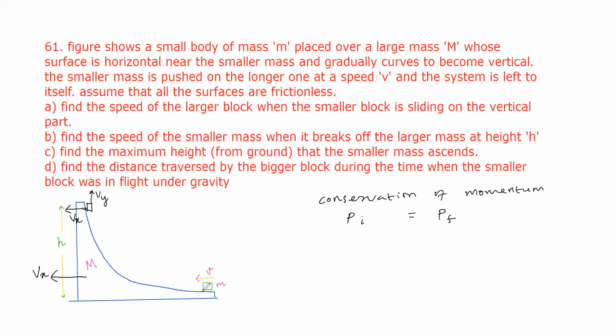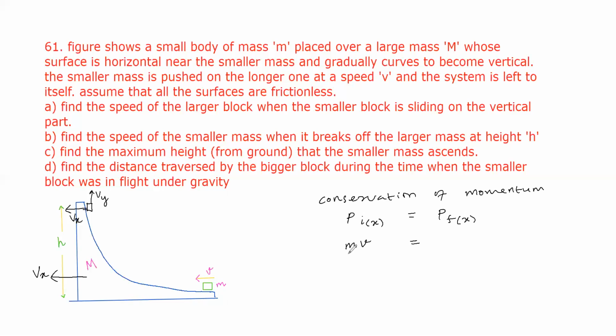Initially, only this small block m is in motion. This bigger block is not in motion. So the initial momentum is m into v. That is equal to the final momentum. We are taking conservation of momentum along the x-axis. So the initial momentum along the x-axis is equal to the final momentum along the x-axis of the system.